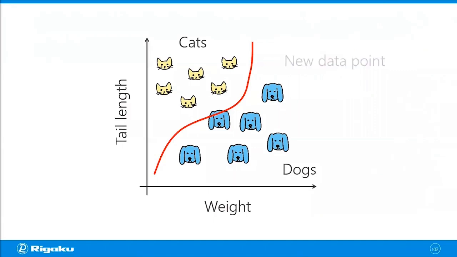So you can throw a new data point at it and see how it performs. So what about this one? Then the machine would say, oh, it's on the left side, so it's a cat. What about this one? Oh, that's a dog. So this is, as a concept, how machine learning works.